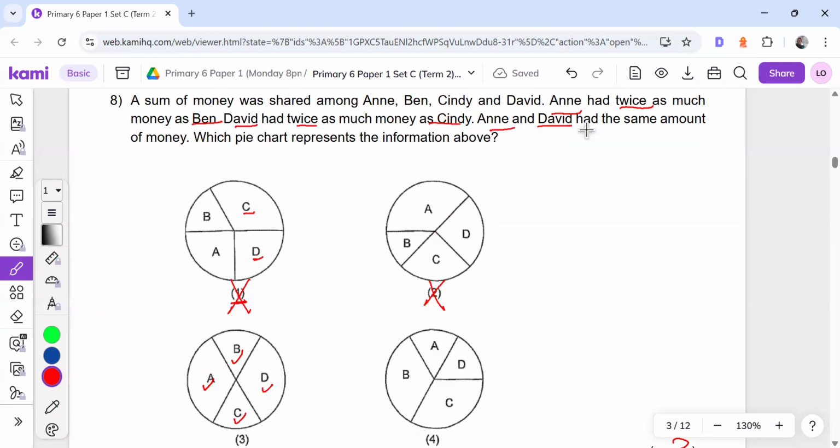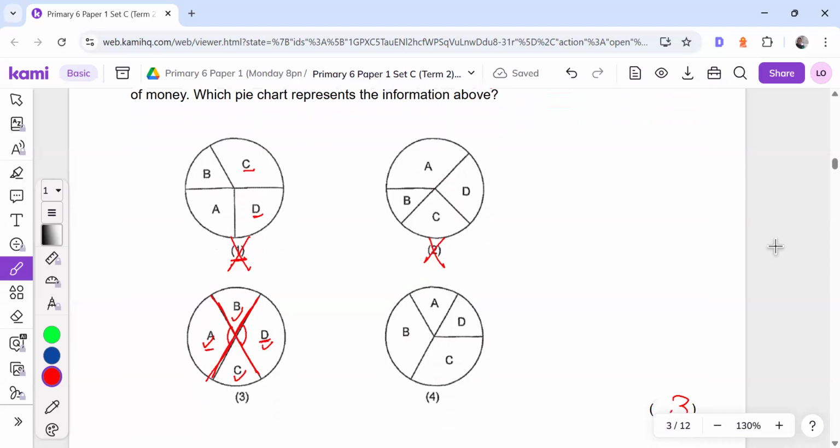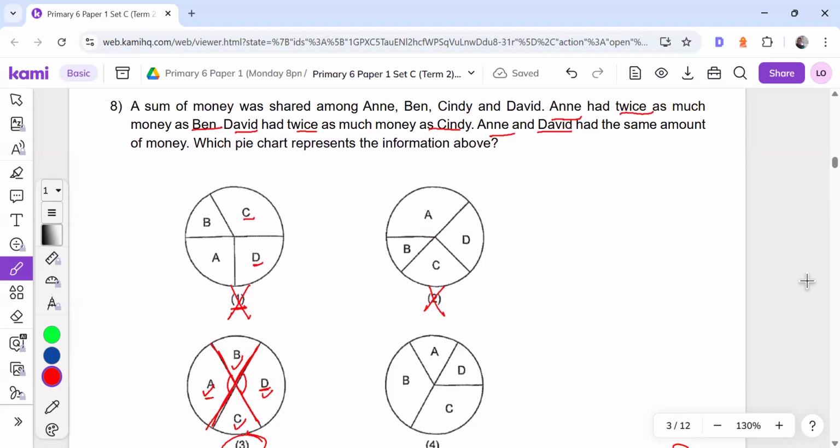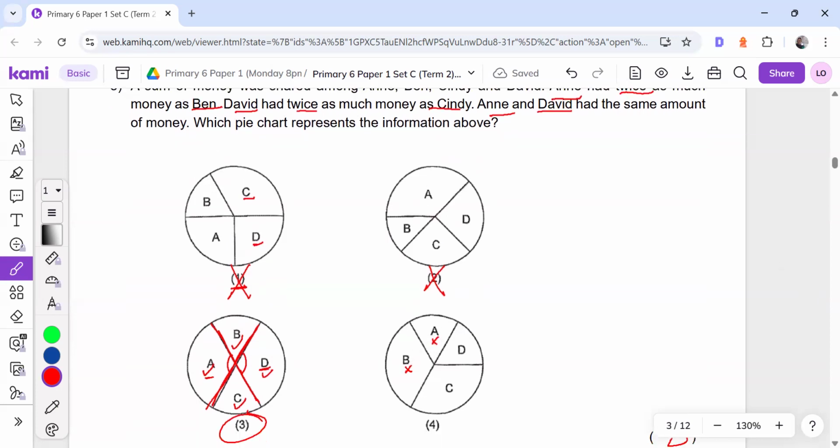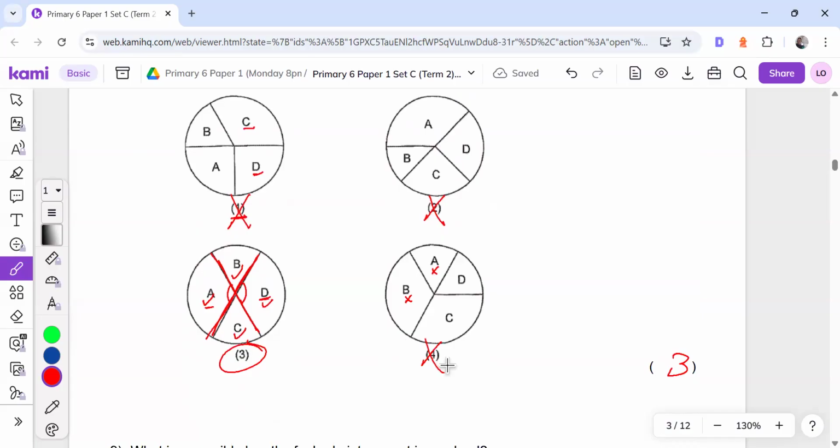And Anne and David had the same money. How do you know they have the same money? Because of your angles, your geometry. If you see X, what happened? The angles opposite are equal. So if the angles opposite are equal, then Anne and David must have the same amount. So your answer is number 3. There's an X there. X means opposite angles are equal. And how about number 4? Anne has twice as much as Ben, which doesn't look like it. So number 4 is out already. So answer number 3.